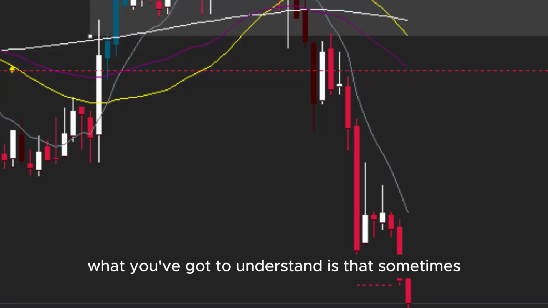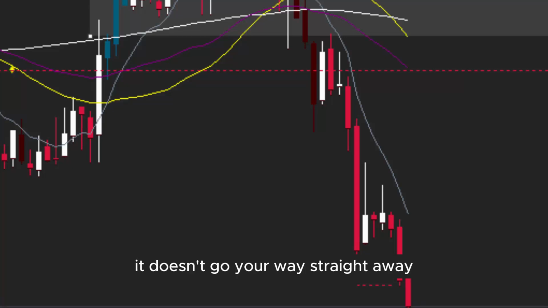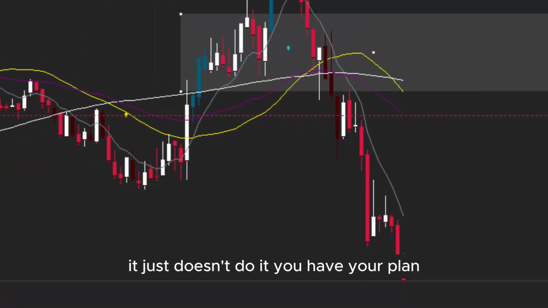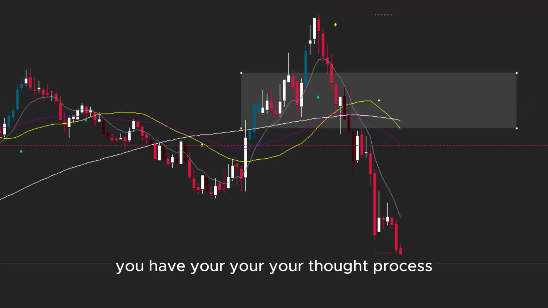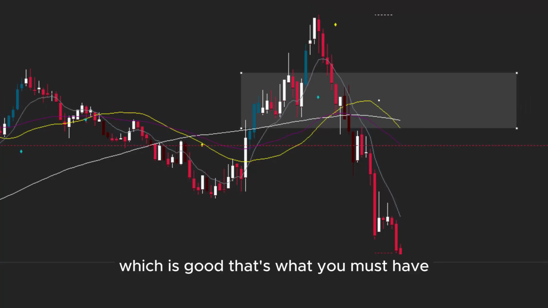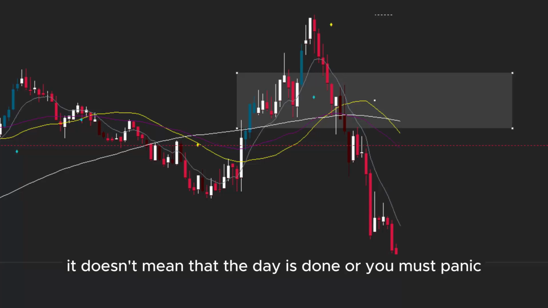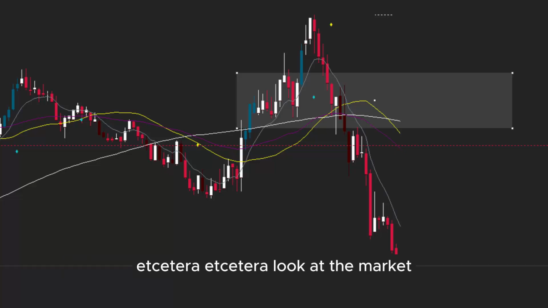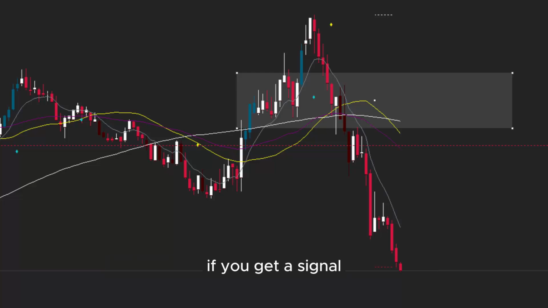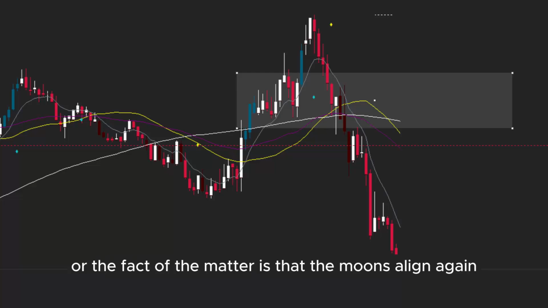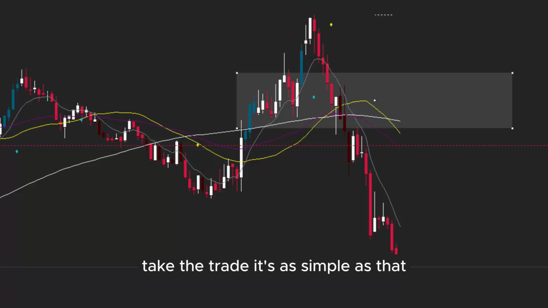What you've got to understand is that sometimes it doesn't go your way straight away. You have your plan, you have your thought process, which is good. That's what you must have. And it doesn't go according to plan. It doesn't mean that the day is done or you must panic. Look at the market. Do not avenge the trade. If you get a signal, or the moons align again, take the trade. It's as simple as that.